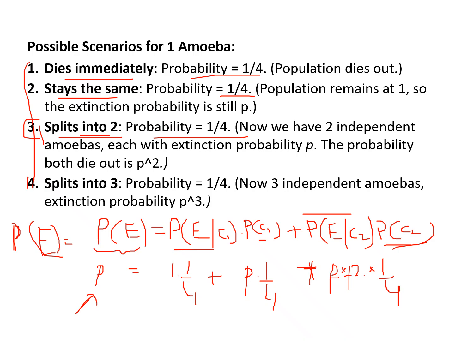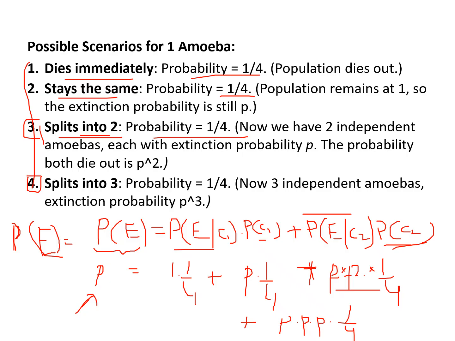And then the last case, it splits into three. Similar case. So we have P times P times P times 1/4. So we've got an equation in P, and this is what we'll have to solve to find the answer.